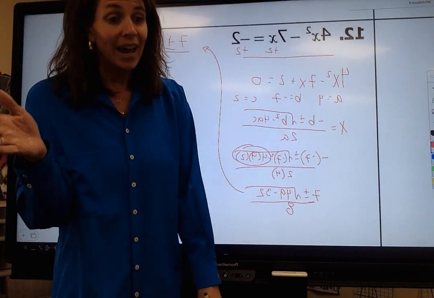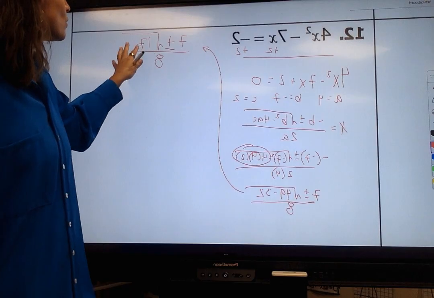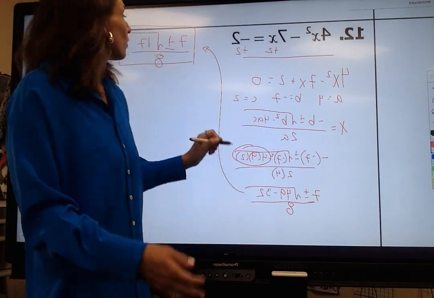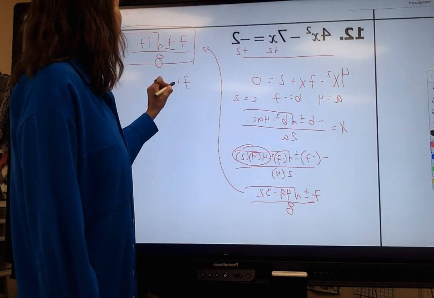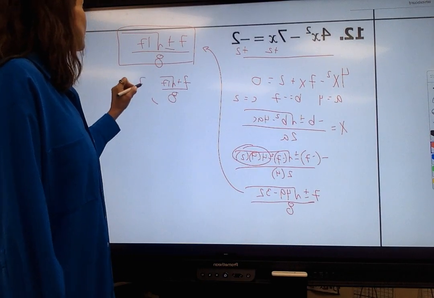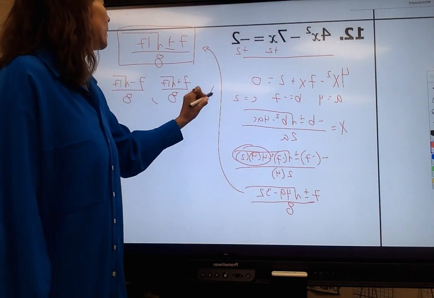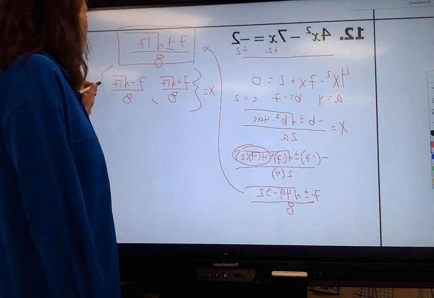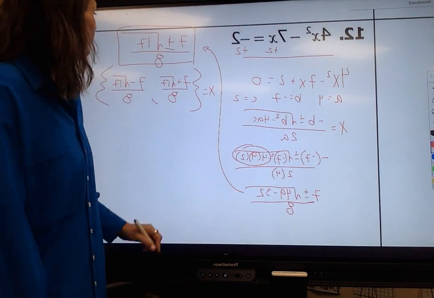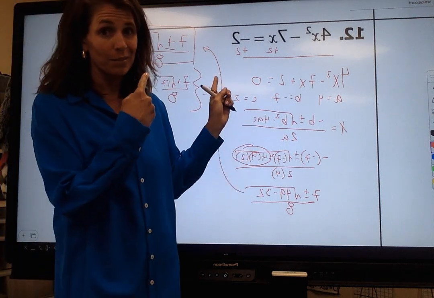Now, I cannot simplify this square root term. So this is your answer. You could rewrite it as 7 plus square root of 17 over 8 and 7 minus square root of 17 over 8. These are my two answers. There are still two solutions because this number is greater than 0, but those are my two answers. I can't go any further than that. So that's as simple as that's going to get.